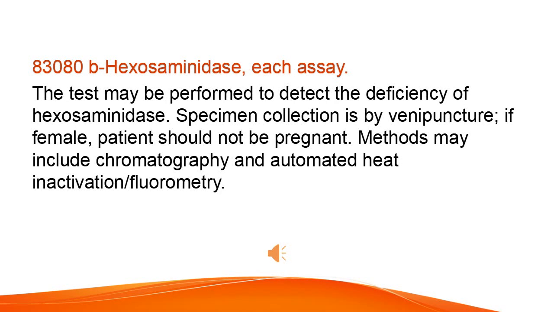Hexosaminidase, each assay. The test may be performed to detect the deficiency of hexosaminidase. Specimen collection is by venipuncture. If female, patient should not be pregnant. Methods may include chromatography and automated heat inactivation/fluorometry.